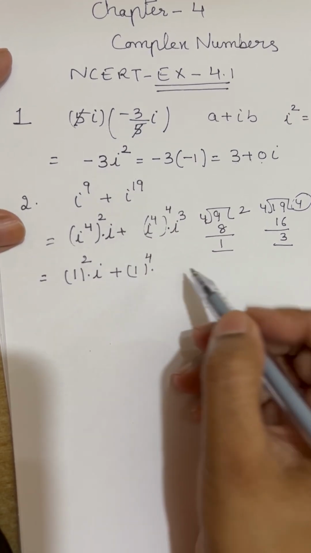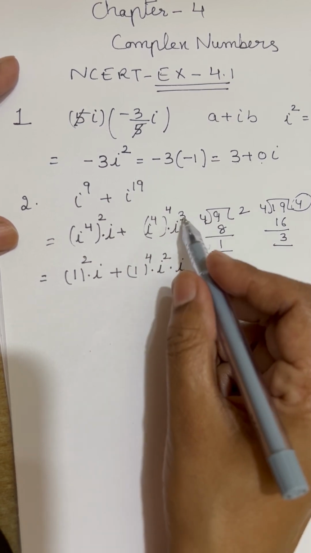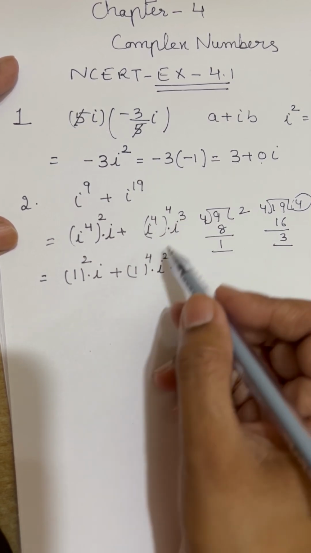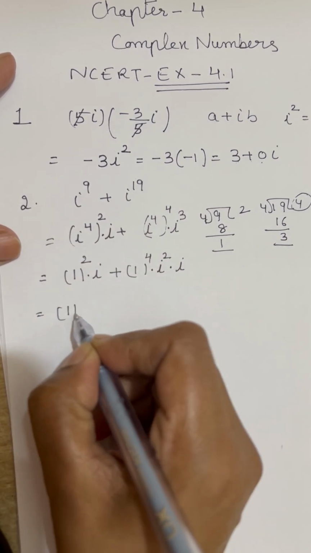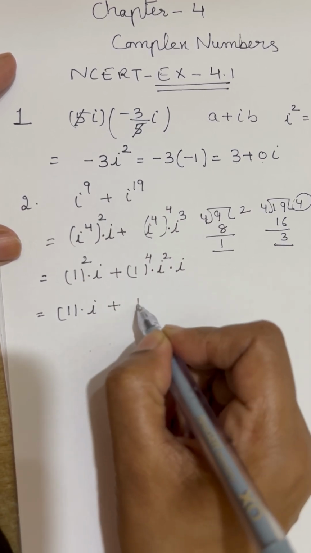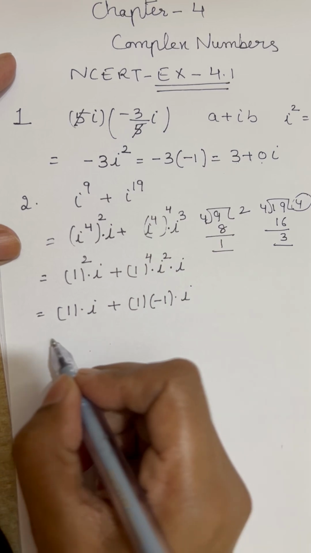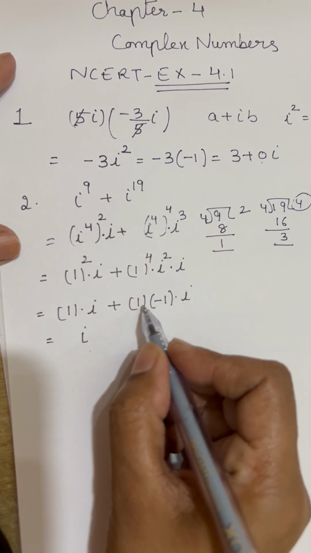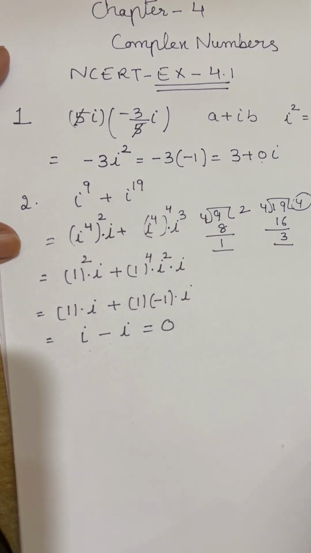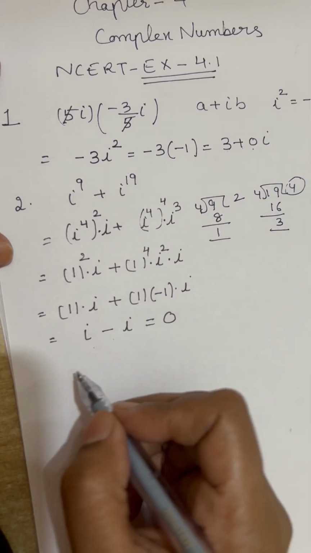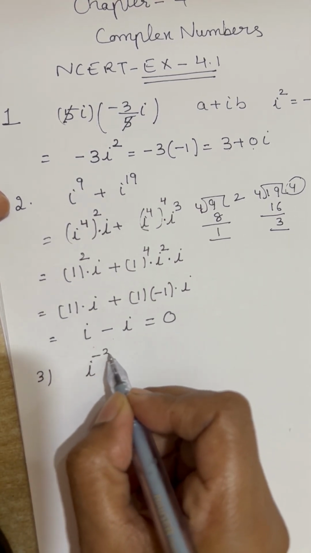And iota cube को कैसे solve करते हैं? iota cube को लिखते हैं iota square into iota. iota की power हटानी है, cube है उसको कैसे हटाएंगे, उसको लिखेंगे splitting करके iota square into iota. So this becomes 1 into iota plus 1 raised to the power 4 is 1. Iota square is minus 1 into iota. So this becomes minus iota. इन तीनों को multiply किया, it is iota minus iota. So answer comes out to be 0. So answer is 0.